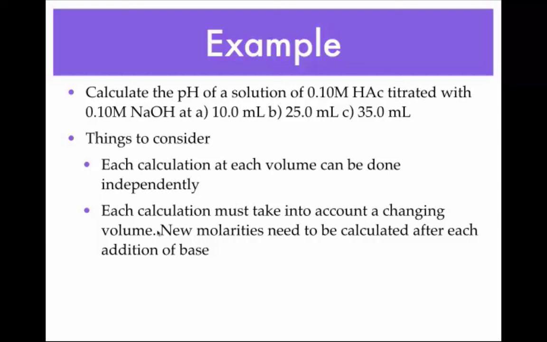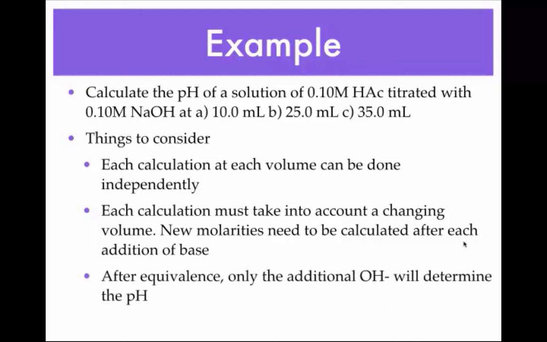Each calculation has to take into account a changing volume. So again, we do the calculation in terms of millimoles, and then we take a look at the new molarities based on how many millimoles are left over and the new volumes. So every time we do a titration, we have to recalculate molarities after the addition of base. After equivalence, only the additional hydroxide will determine the pH. Once we have additional hydroxide in there, strong base, the contribution from the acetate ion just really doesn't matter much, and we'll see that as we do that 35 milliliter calculation.